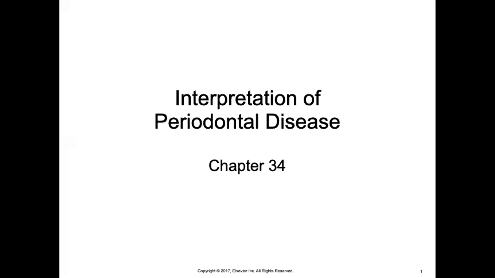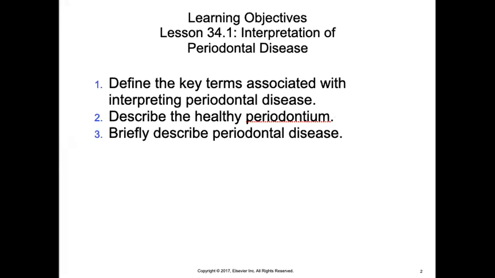All right, chapter 34 talks about the interpretation of periodontal disease, otherwise known as gum disease. This is chapter 34 of your dental radiography textbook. What we'll be doing is defining key terms dealing with periodontal disease.